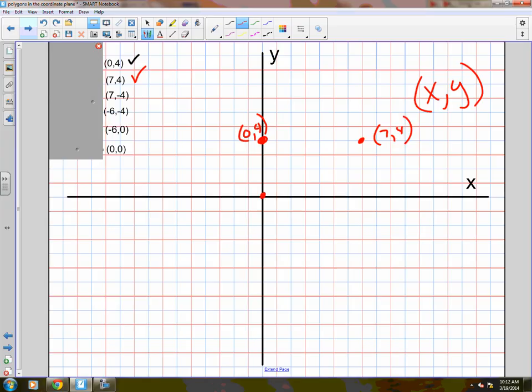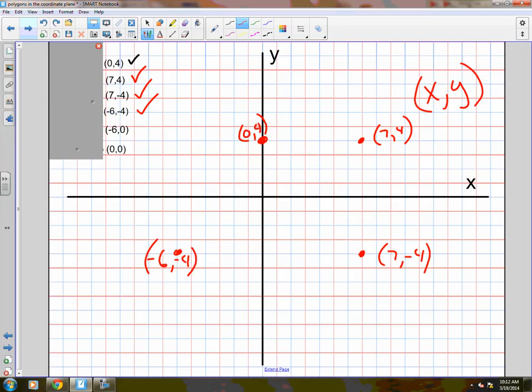Let's go back to my origin. And what's next? 7, negative 4. Okay, let's do that. Real quick and go down because it's negative 4. Okay, label that guy. Getting there. Put my origin back. Let's go negative 6, negative 4. Oh, we're negative today. So negative 6 would be left. 1, 2, 3, 4, 5, 6, and down 4. Did I count right? I think I did. Negative 6, negative 4.